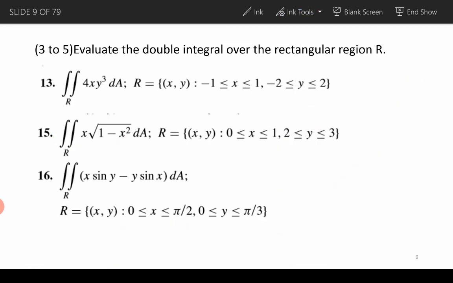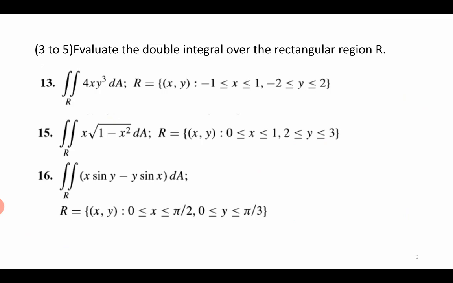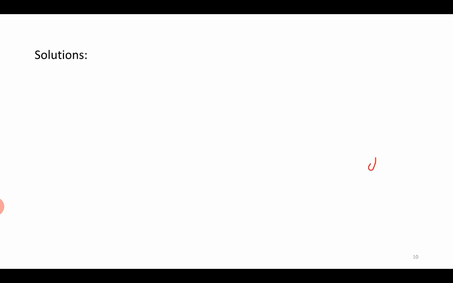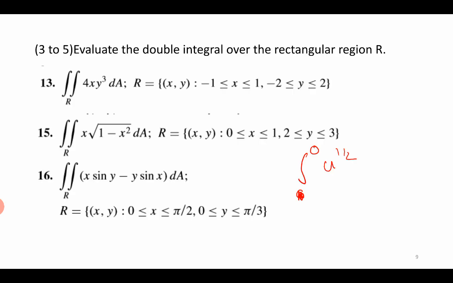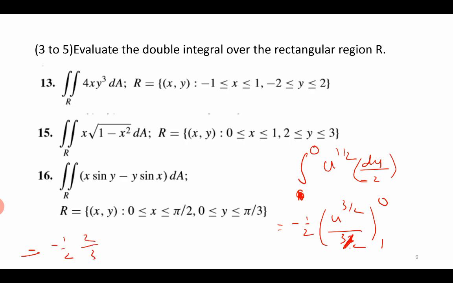Therefore we are writing this one, the integration of the second part. Integration from 1 to 0 of u to the power half, which is root u, du over negative 2, which is negative 1 by 2, a constant, times u power 3 over 2 over 3 over 2, limit is from 1 to 0. So negative 1 by 2 outside, and 2 over 3 when you invert this. The upper limit is 0, so 0, the lower limit is 1, so 1, negative 1. Negative will make everything positive, you get 1 over 3 as the answer.